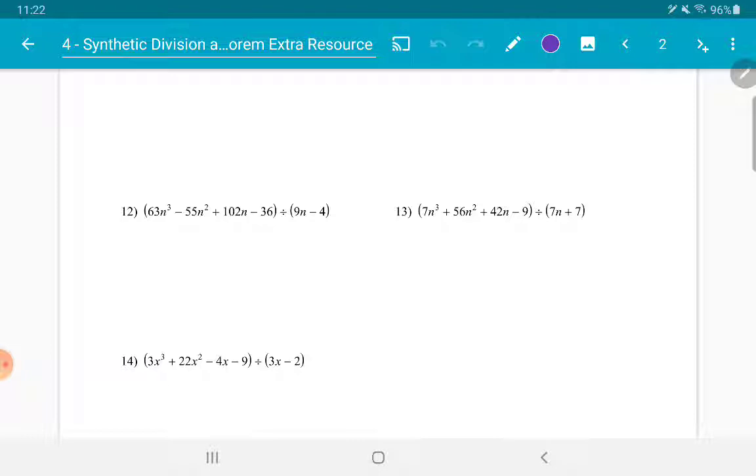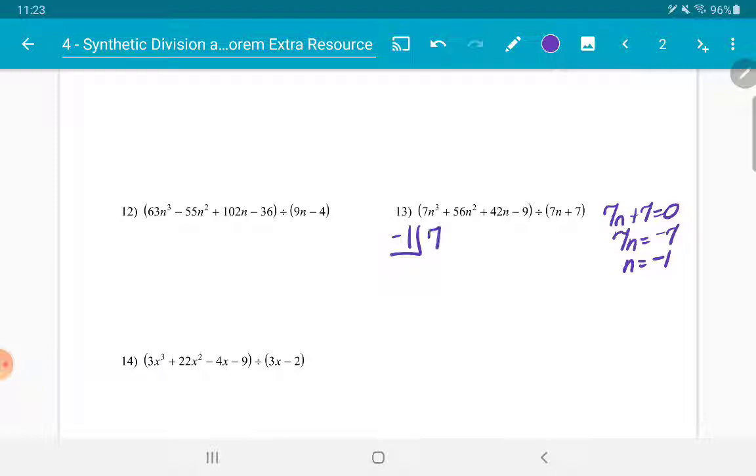If we look at 13 first, we notice that first of all, it's not an n plus a number. It's not a coefficient of 1 in front of the variable. So we have to really think about what we're going to divide. We have to set that divisor equal to 0 and solve. So 7n equals -7, so n equals -1. So really, we're doing synthetic division with -1.